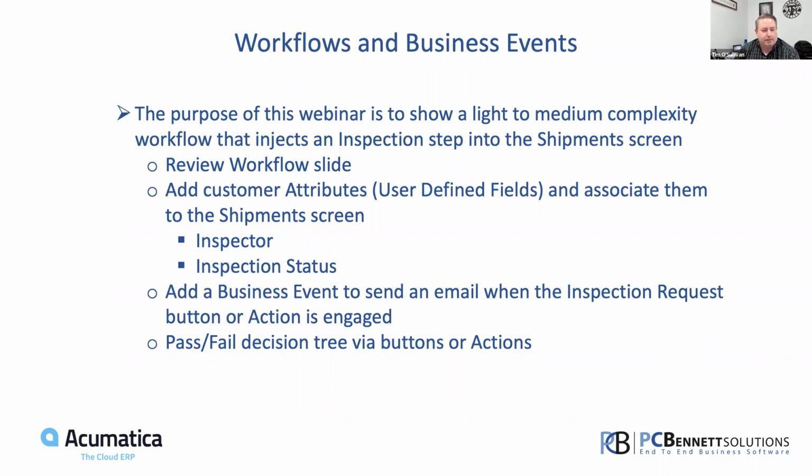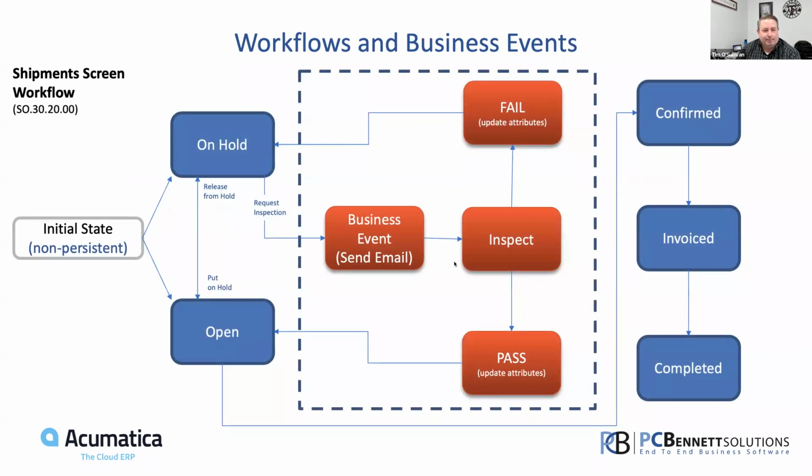We're going to add an inspector field that's going to tie to an employee lookup, and then we're going to have an inspection status, whether it's either pass or fail. And then at the inspection request, we're going to fire a business event that is going to send an email to an individual that there's an inspection ready to happen. And then we're going to add a decision tree for the pass/fail with some buttons or via the action screen. And graphically, this is what that looks like.